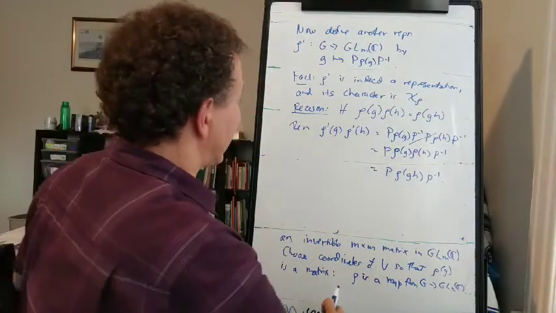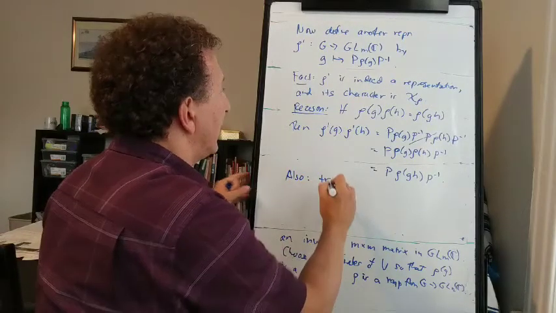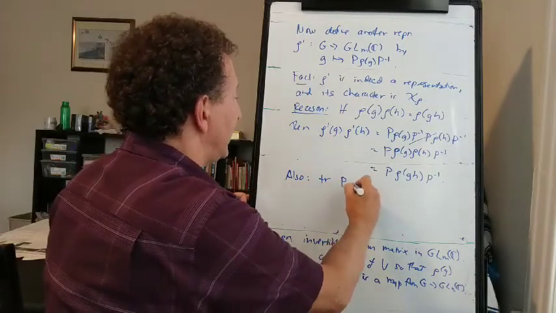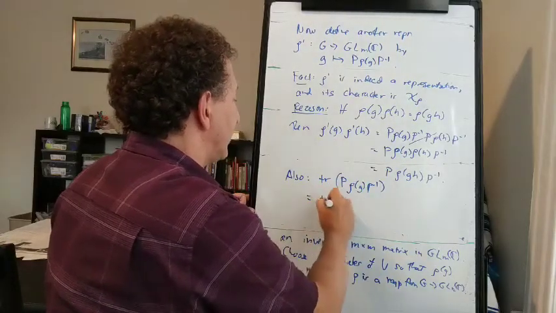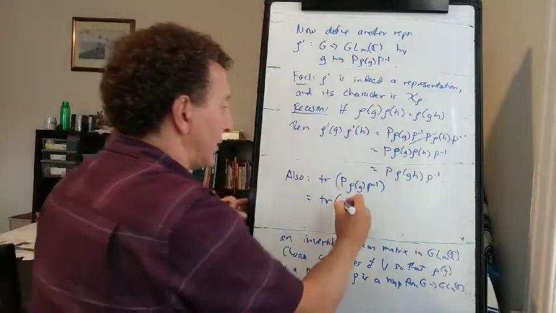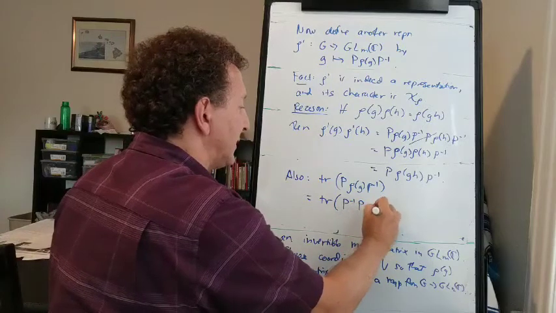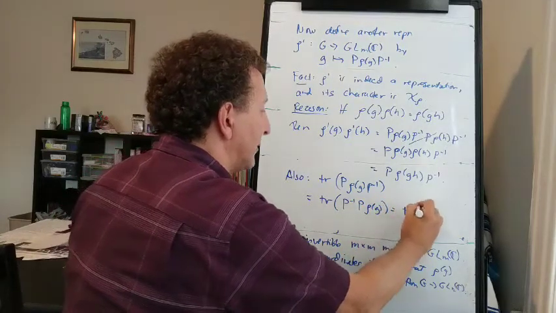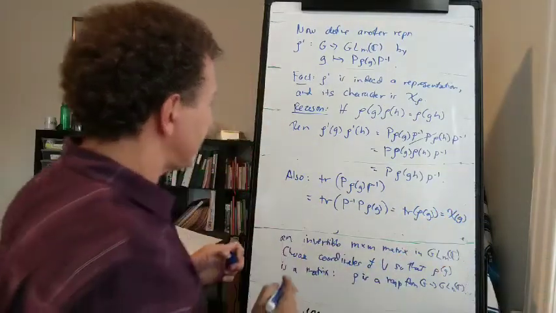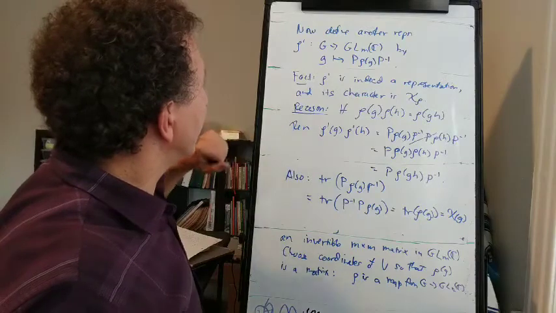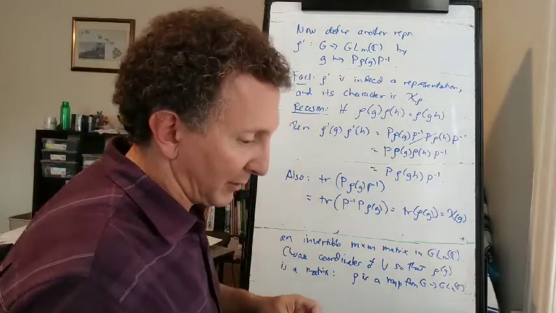And the reason that the character is the same is that the trace of P rho of g P inverse equals the trace of, since trace is cyclic, we can break this up and put the P inverse first and then the P rho of g second. That's trace of rho of g, which is chi of g. So conjugating a representation by an invertible matrix gives us another representation with the same character.